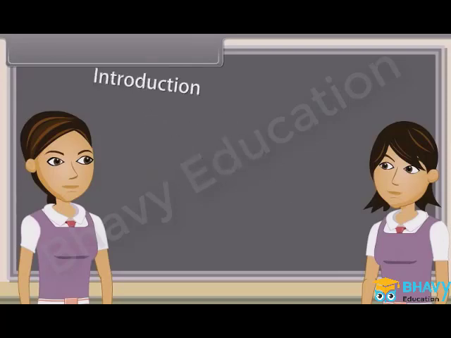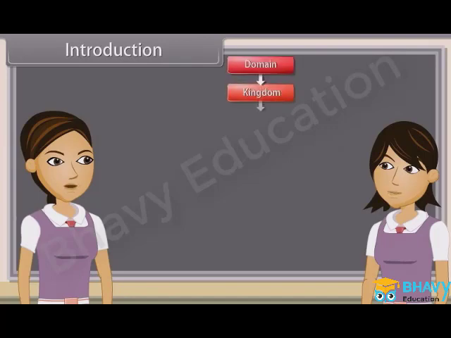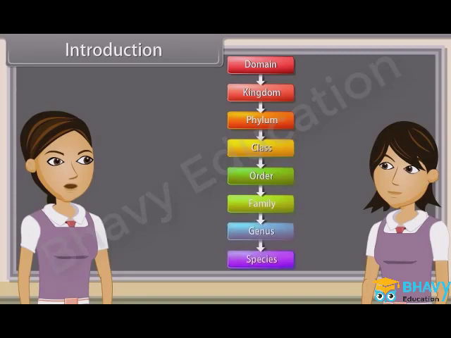Introduction. Do you know what is biological classification? Biological classification, or scientific classification in biology, is a method by which biologists group and categorize organisms by biological type, such as genus or species.